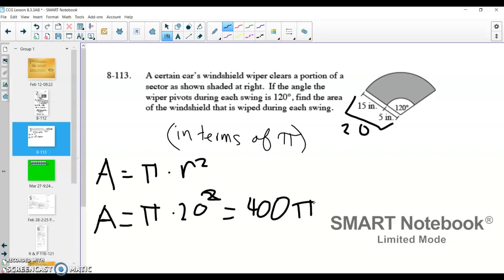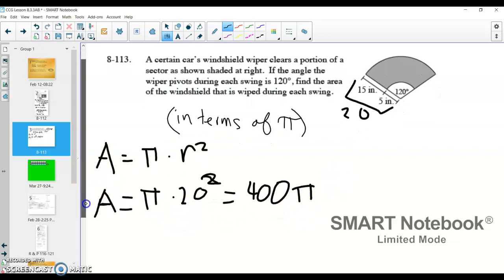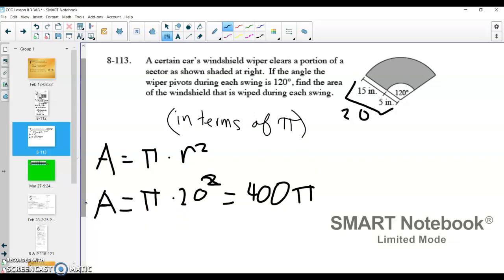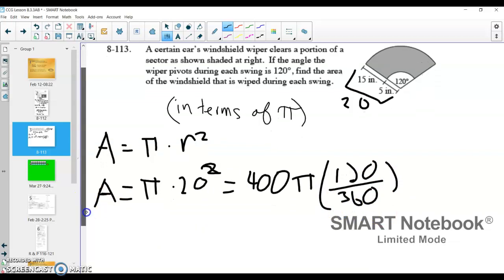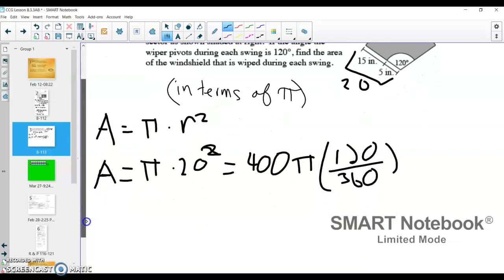Oh sorry, that's the area of the entire circle, and we need to talk about just the sector. So 400 pi is the area of the entire circle, if that made an entire circle. But since this is a sector, we only want the portion that's shown. And the portion that's shown is 120 degrees out of the 360 degrees. So what we have to do here is multiply the 400 pi times the 120 over 360.